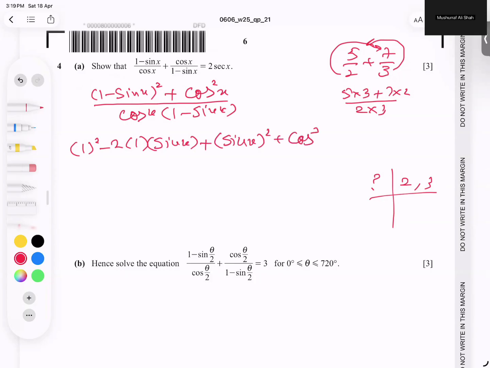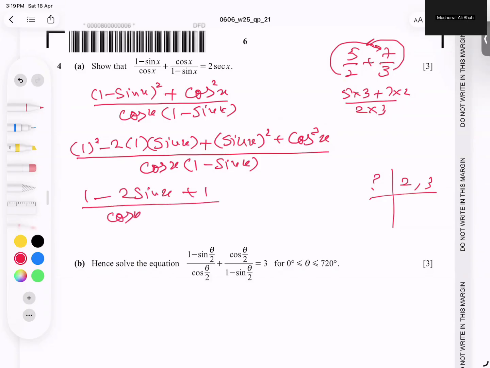Plus cos square x. In the denominator, I'm not making any change and there is no need to multiply. And you know, sine square plus cos square will give you 1. Okay, I'm writing 1 minus 2 sine x, sorry, here 1. And you can see cos x and 1 minus sine x. So I got 2, 1 plus 1, 2. And that 2 is common. Let me write first of all so people can understand easily. And after this, what to do? Cos as it is and 1 minus sine as it is.